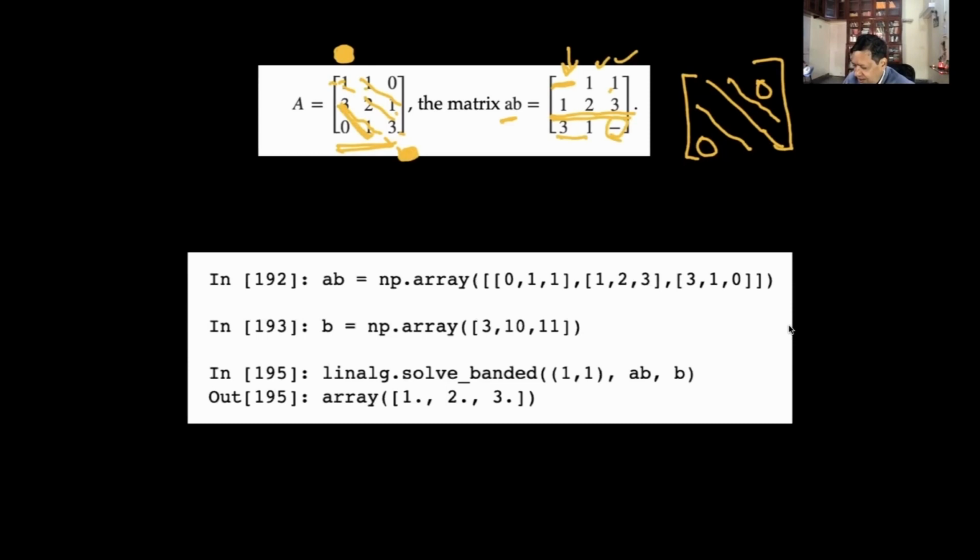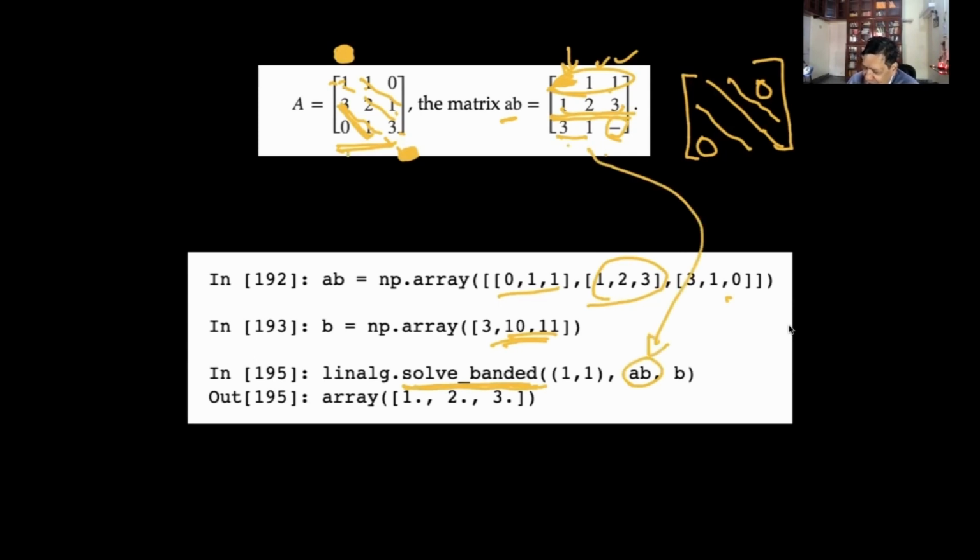So let's put that. For AB, I put zeros for the dashes. I replace this dash by 0. So 0, 1, 1 are these three entries, then 1, 2, 3, and then 3, 1, 0. I'm solving for some vector B, and I'm looking for, of course, X. So the function I'm going to invoke is solve_banded. Solve_banded has arguments. You pass this one, AB.